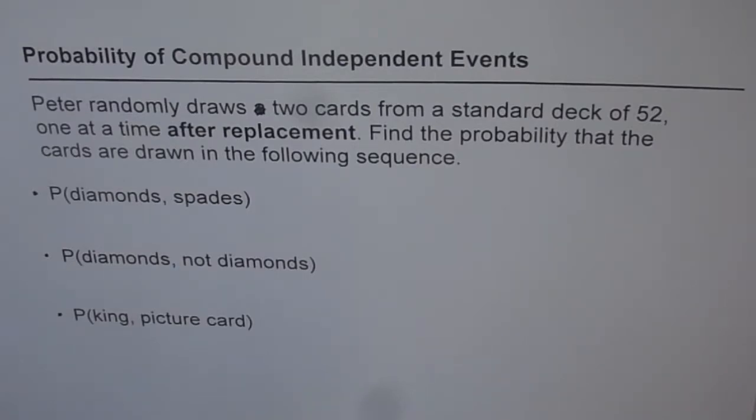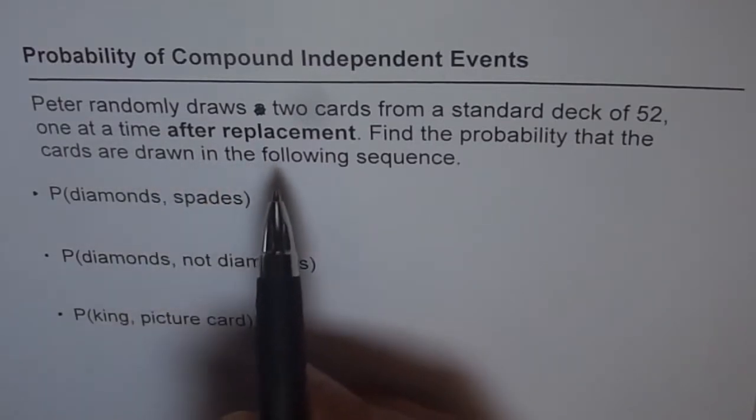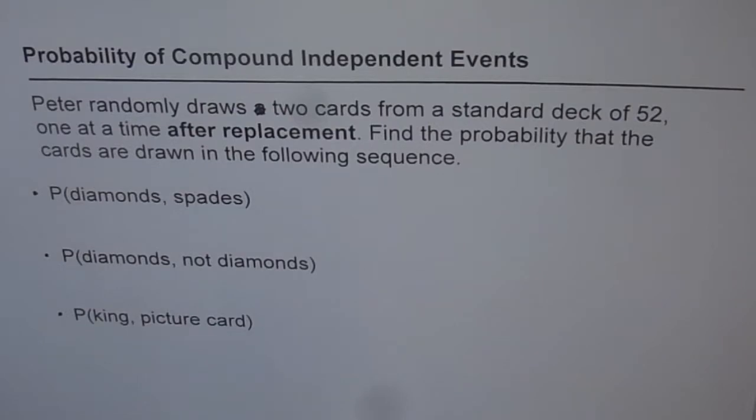If we don't replace, then it is dependent events. The probability in the second draw will change if we don't do replacement of that card. Okay? So that is the difference between dependent and independent. So in this example, we have independent events since we are replacing the card which has been drawn, right? So when we say after replacement, it means the same card is put back into the deck. That is what it is.